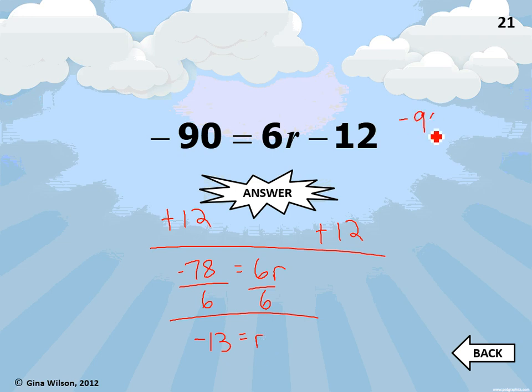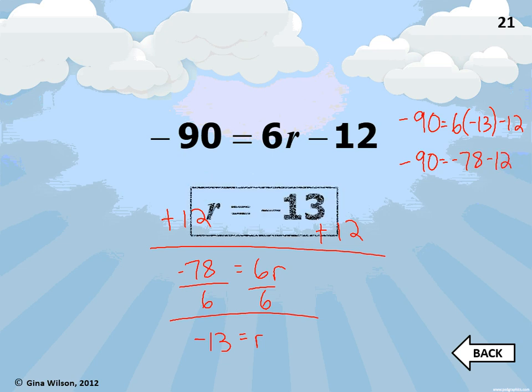So we'll check our work. 6 times negative 13, which is 60 plus 18, 78. Negative 78 minus 12 is negative 90. Right. Negative 13.